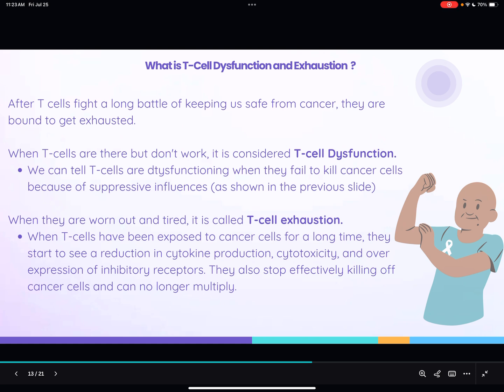When they're worn out and tired, this is called T cell exhaustion. They've been overexposed to cancer cells for too long, and they start to see a reduction in cytokine production, cytotoxicity, and overexpression of inhibitory receptors. They also stop effectively killing off cancer cells and can no longer multiply.